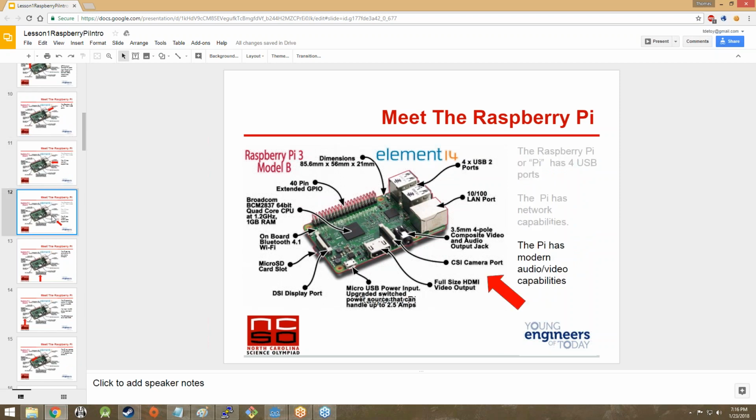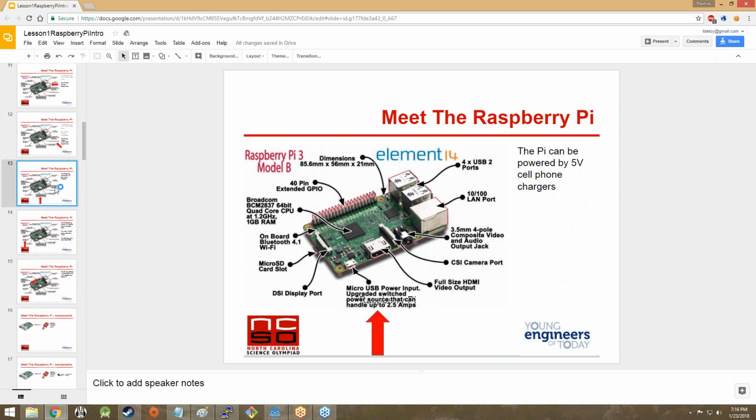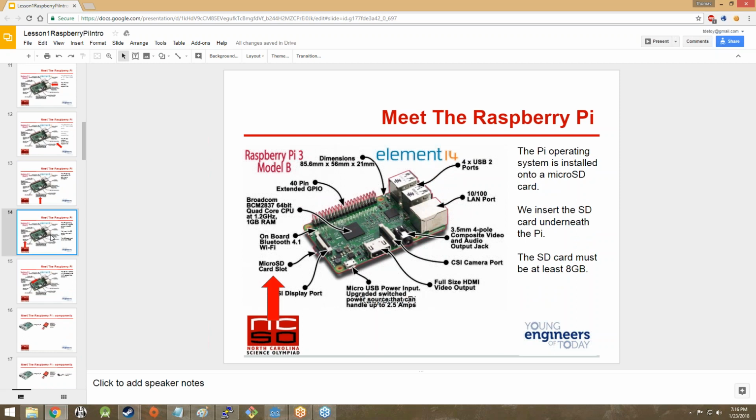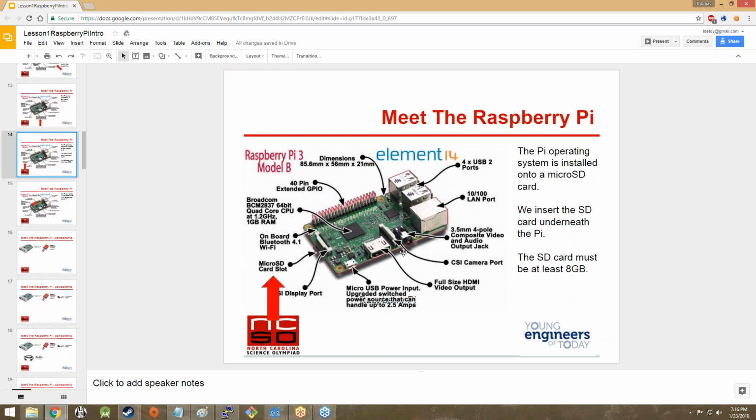4 USB ports, network capabilities, modern audio video capabilities, 5-volt cell phone chargers, micro SD cards. So the micro SD card is the hard drive. The advantage being that you can swap them out and you can have different operating systems basically.